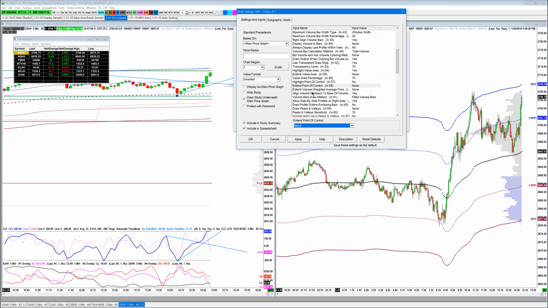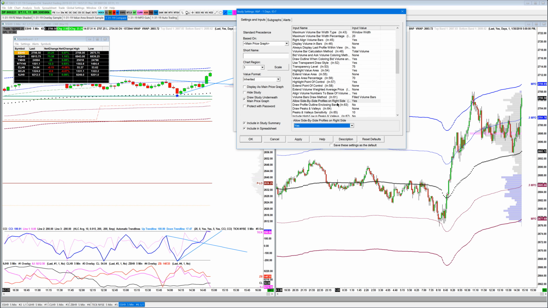And then the point of control, I definitely want to see where that is. Okay, the point of control is that pink line. That was extend point of control. I don't usually extend it in this context, but I will highlight it. Highlight point of control, yes. So we can see the price at which the majority of the volume is traded in the session.